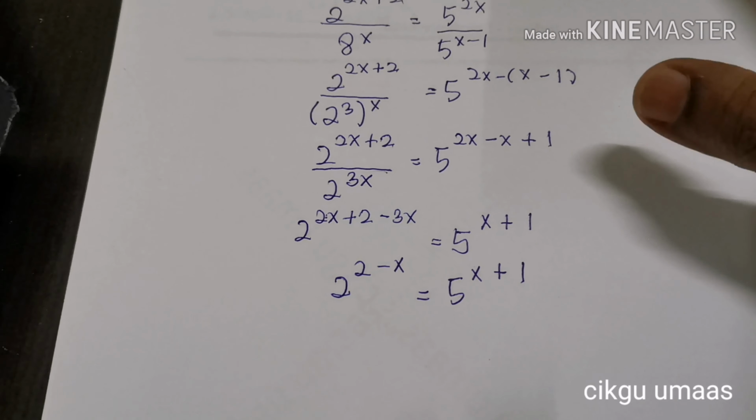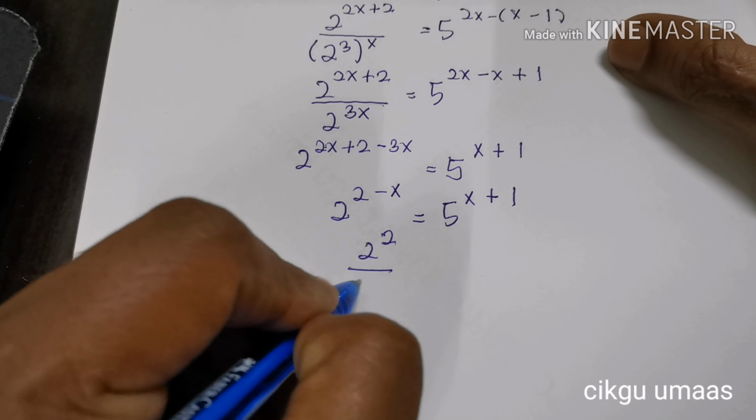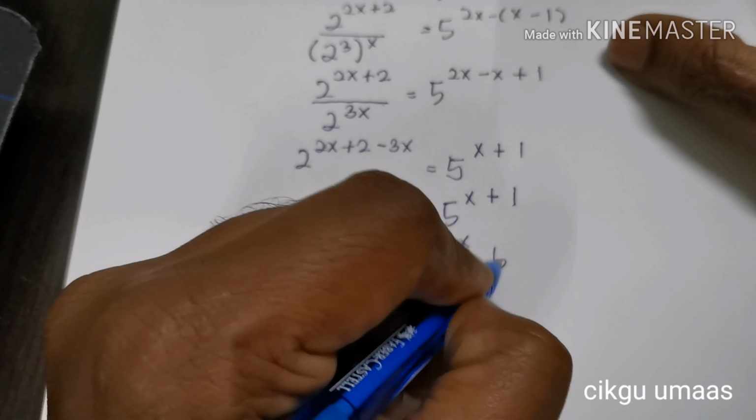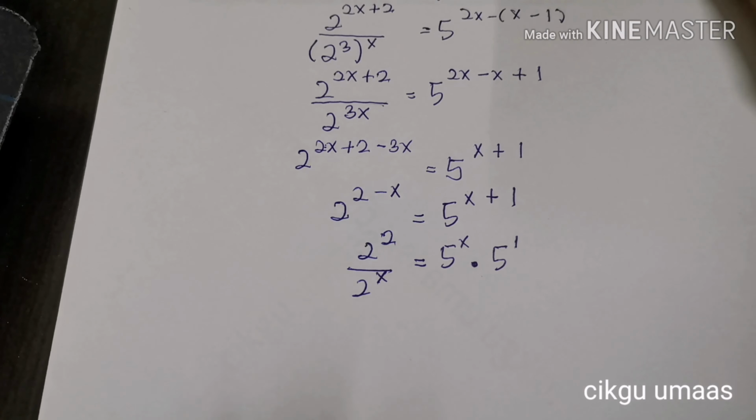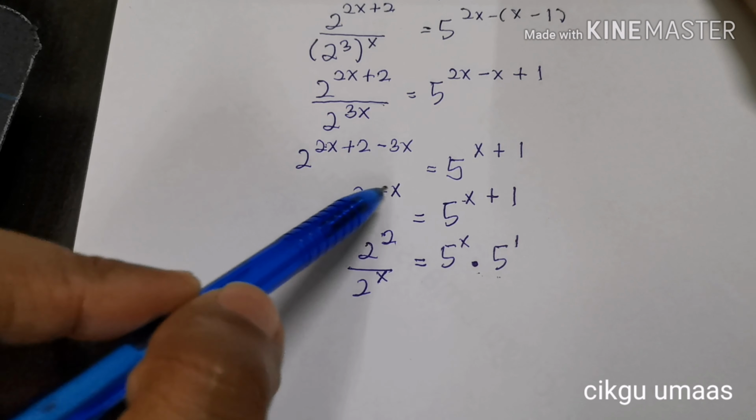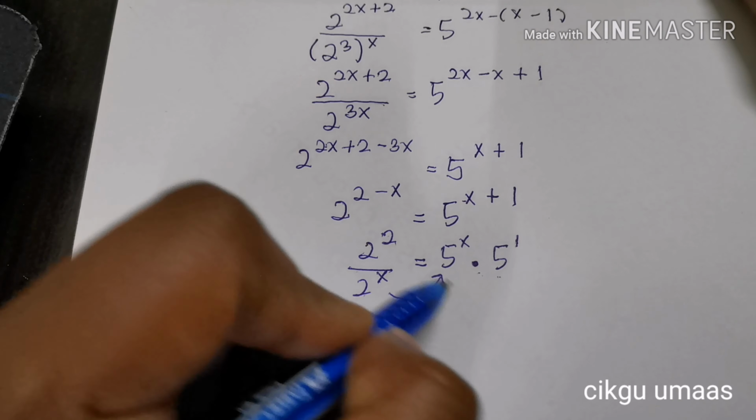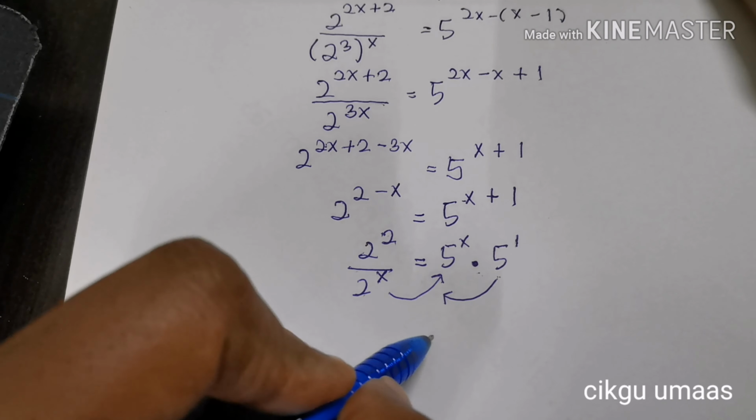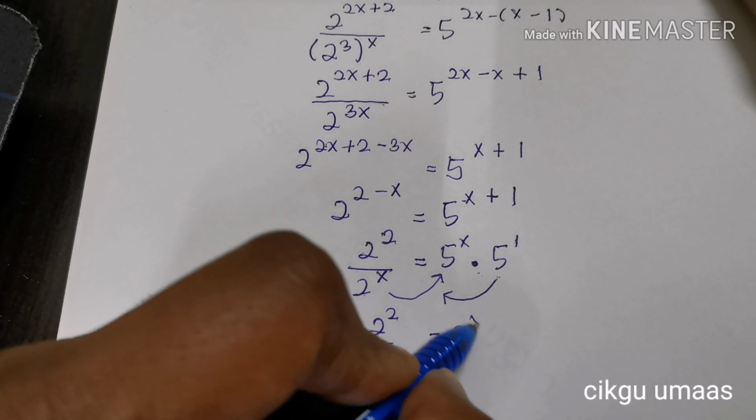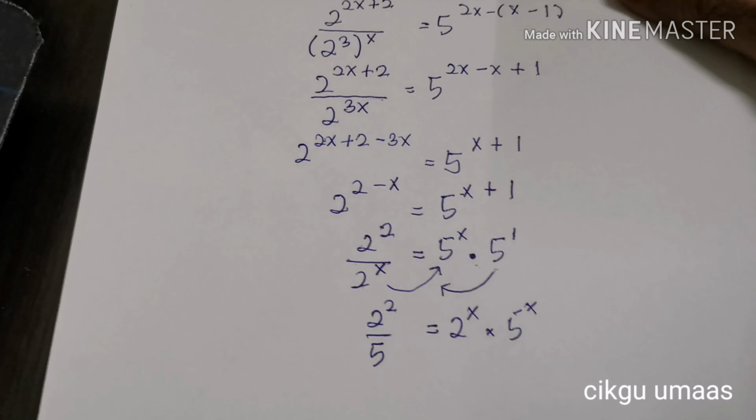Okay, now we use what is called the backward method on this part. Minus is another way to write this is divide, and plus another way to write this is times. This is called the backward method of indices. That means I know x plus 1 is actually 5 power x times 5 power 1. 2 to the power of 2 minus x is actually 2 power 2 divide 2 power x. So what I'm going to do, I'm going to move this up and I'm going to move the 5 power 1 to my left. So I'm going to get 2 power 2 divided by 5 equal to 2 power x times 5 power x. Okay, done with this.